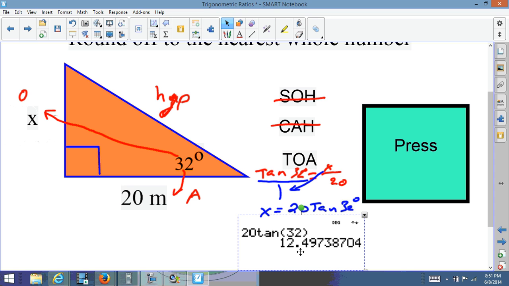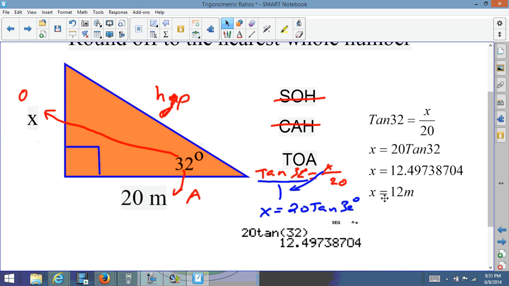So my answer is going to be, let's see, after the decimal point is a 4. If it's 5 or above, I would round up, but it's 4 or below, so I got to let everything go. So it's going to be 12. So my answer is going to be 12 meters.